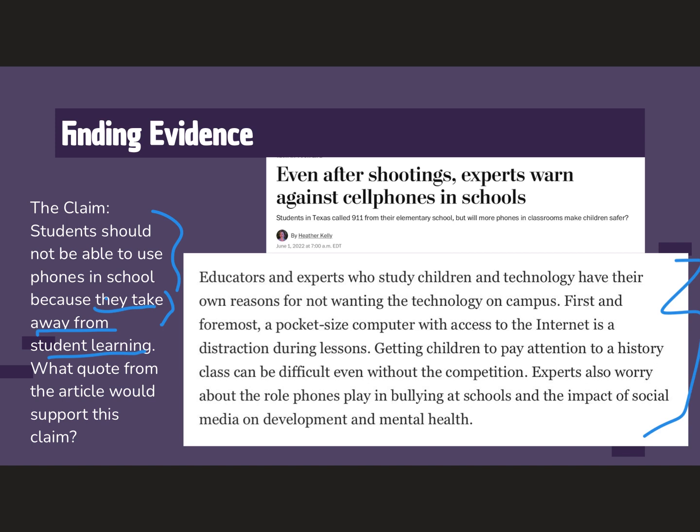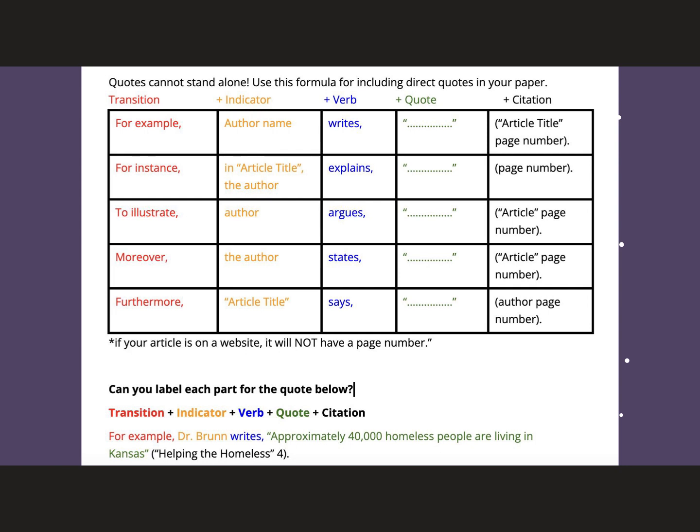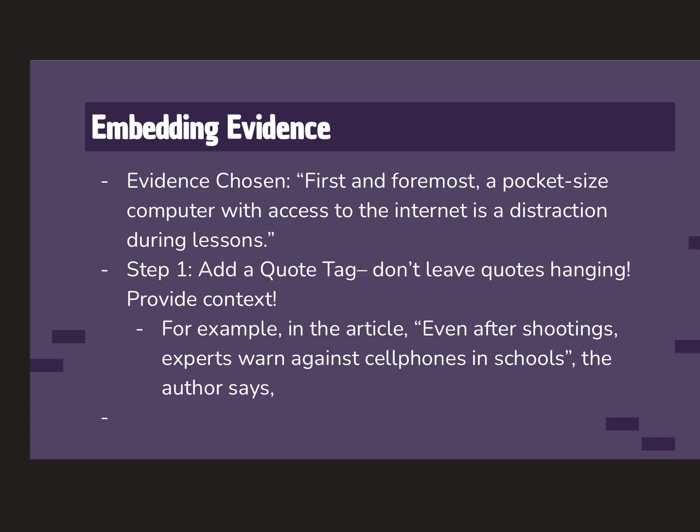Okay, awesome. Now that you have found it, what you are going to do next is you are going to properly cite that piece of evidence. So our title is right here, our author is right here, and this is page 1. So remember to use this chart to properly cite your evidence. Just pick a row, go across, filling in all of that information. So for me, the example that I chose was, "First and foremost, a pocket-sized computer with access to the internet is a distraction during lessons." And you'll notice I put quotes around this because these are not my words.